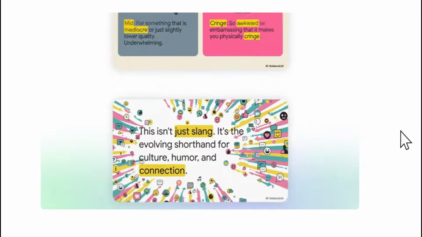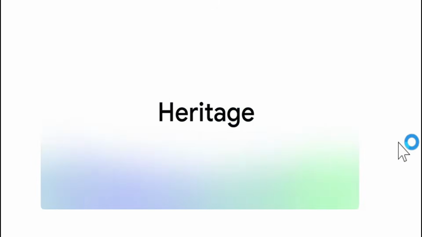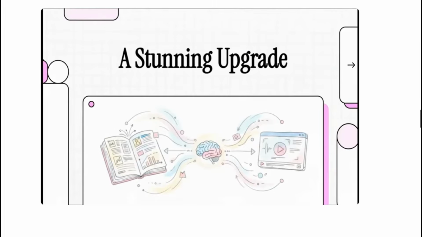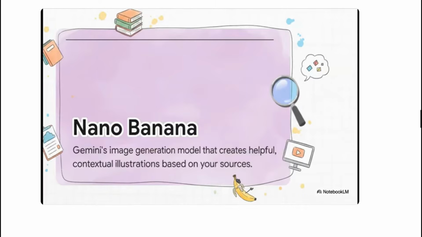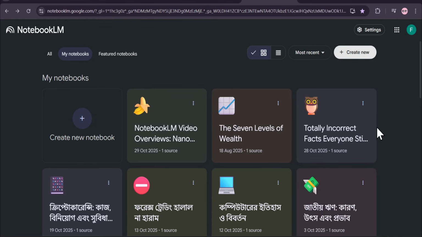As you can see, you can now use retro paint, and you can also create heritage style video overviews with NotebookLM. And when you try to create a video with NotebookLM, this is how it's going to look when you try to add some documents or PDFs. The visuals are going to be great now because it's going to use the Nano Banana art style on your NotebookLM videos. So let me show you how to use that.